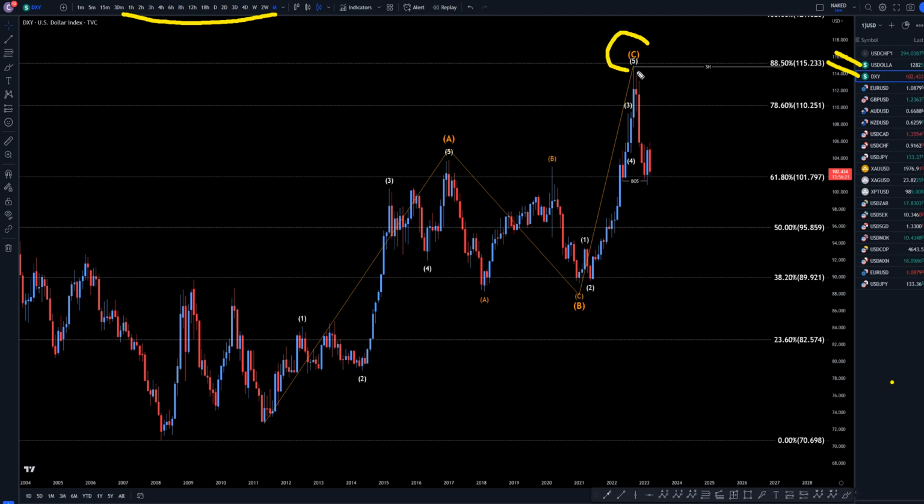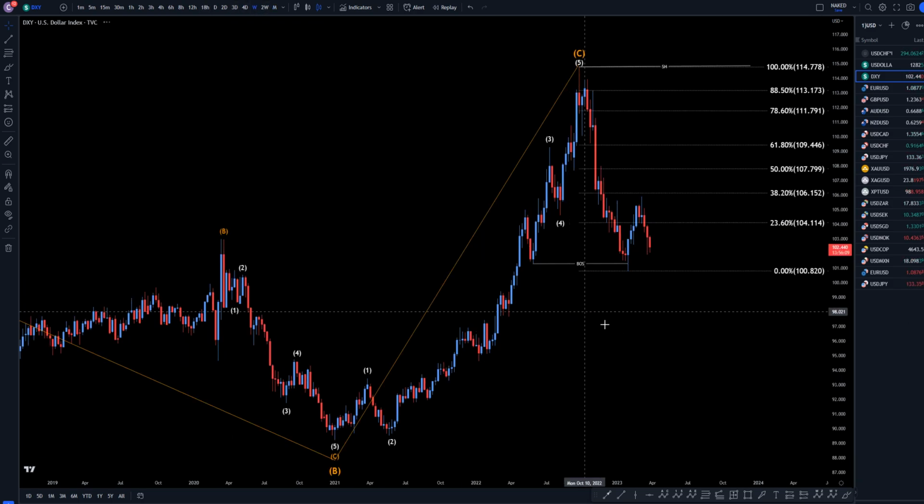I still think there is a good chance this is the end of a correction, and if it is the end of a correction, then this most likely will be in a downtrend now, making those lower lows and lower highs. So let's head down to the weekly time frame.